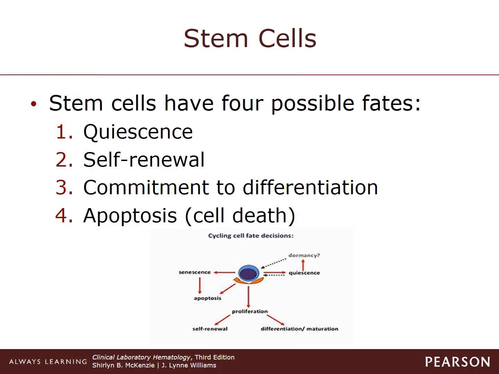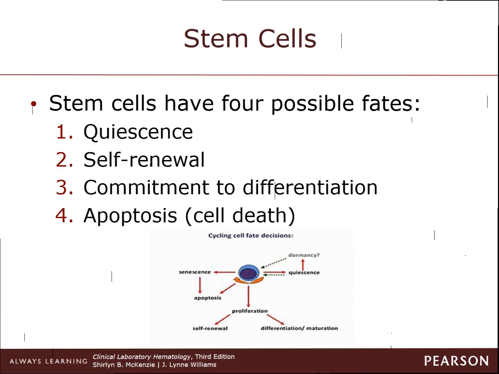Stem cells have 4 possible fates. Just like we saw with the cell cycle, cells can be in the quiescent phase, the G0 phase, waiting for stimulus to commit to a certain cell line. One thing that a stem cell can do that no other cell can do is self-renew. They can also commit or differentiate to a maturing cell, or they can be programmed for cell death if any errors are detected.